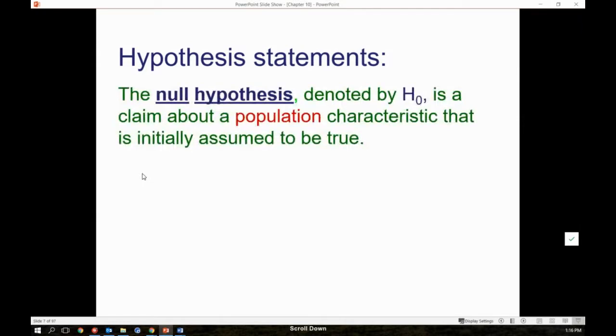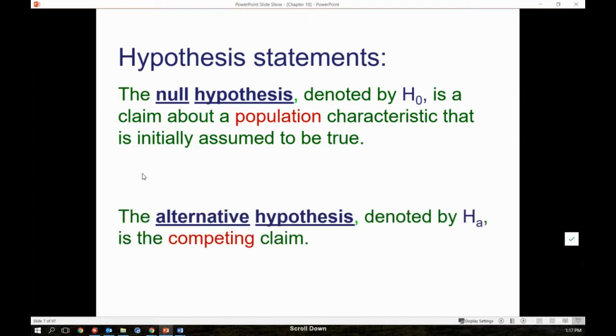So, hypothesis statements. The null hypothesis is denoted by H naught. And it's a claim about a population characteristic that is initially assumed to be true. Notice it says population. For hypothesis testing, we are not concerned about the sample. We're concerned about the population. The alternative, denoted by H sub A, is the competing claim.